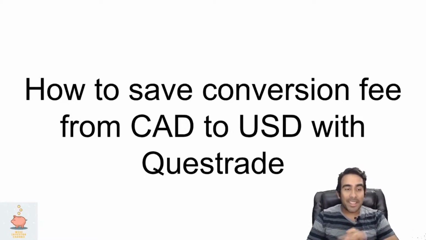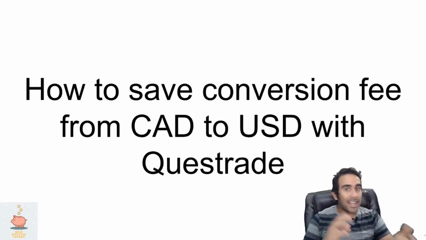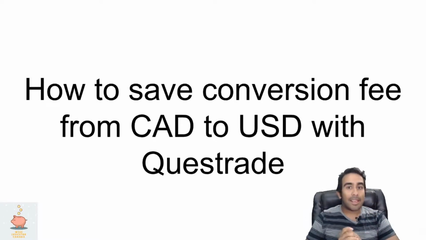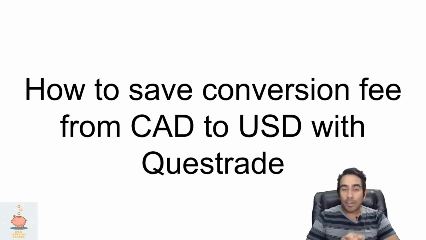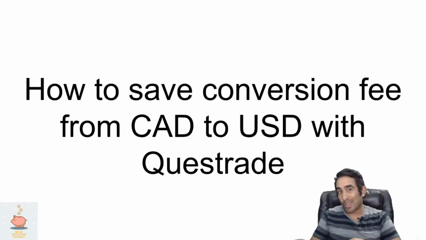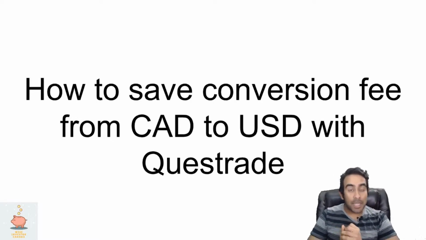My name is Rifad. Today I'll be talking about a way to save the conversion fee when trading from CAD to USD, because you guys know you always have to pay a percentage above the conversion rate. For example, right now one US dollar is about 1.33 Canadian, and we would have to pay around 1.36, a 2% premium. There's always that premium applied, right?